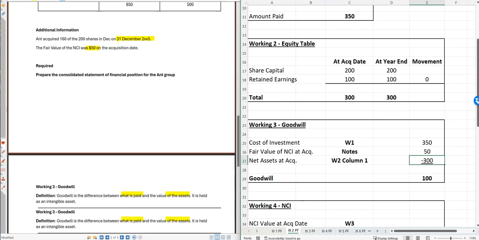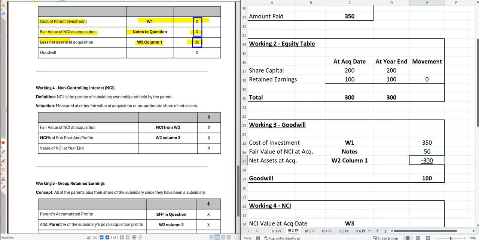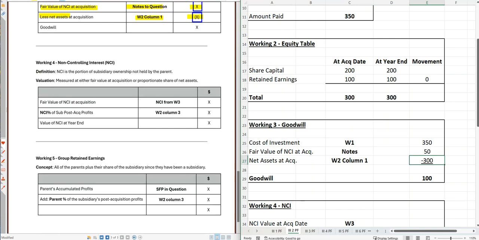Okay, what about the next working then? Well, we know the NCI has to be valued because we need to show the bit of the business that we don't own. Okay, so the bit of the ownership not held by the parent. It goes in equity because that shows ownership. There's two ways to measure it. In this one, we're looking at fair value. I'm going to go into detail on those two different methods later on. So I'm not going to bother too much with that now.